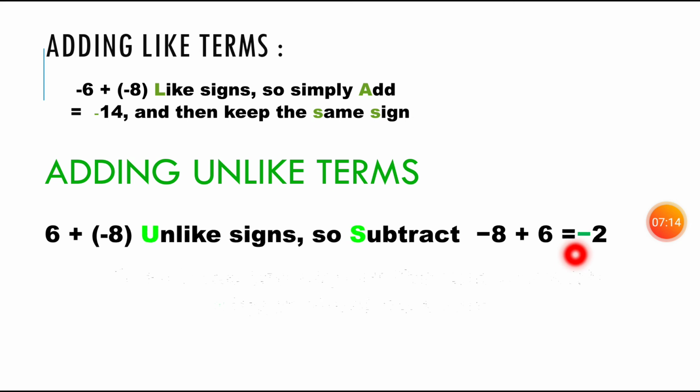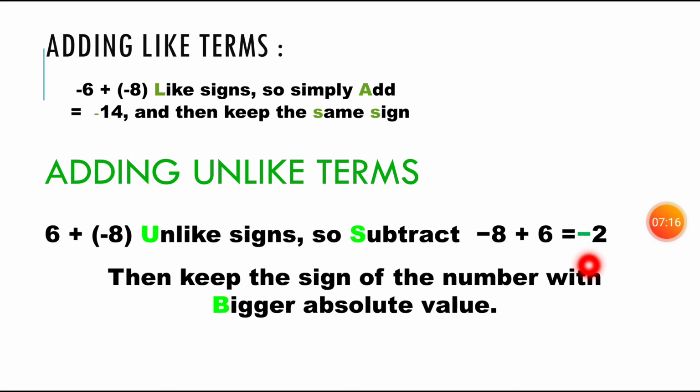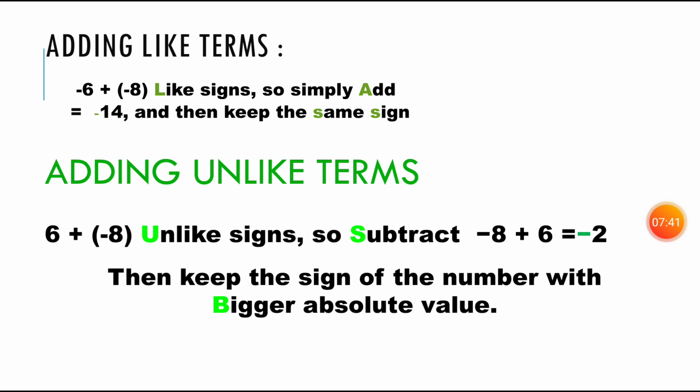Now, how do we add unlike terms? Let's take the example of adding minus 8 to 6. Both the numbers are unlike. That means minus 8 is a negative integer, whereas 6 is a positive integer. So we have to subtract. If we subtract the absolute values of both the numbers, we get 2. But since 8 has a greater absolute value as compared to 6, the answer will be 2 and it will have the sign of 8, which is negative. Therefore, the answer is going to be minus 2.